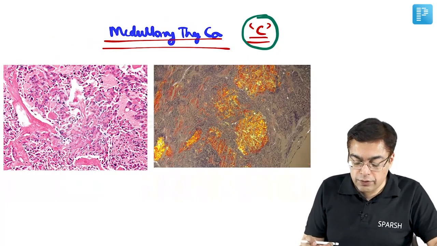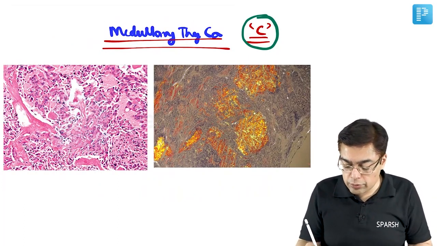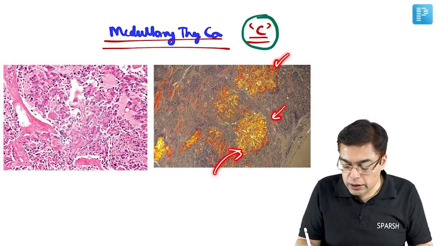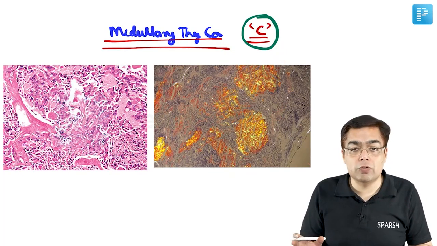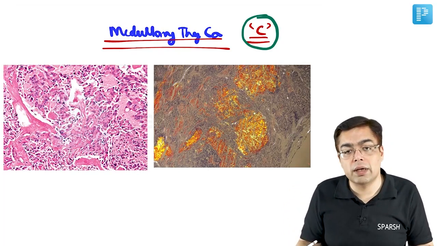So far as this particular variant is concerned, the variant is associated with amyloid deposition, which can be demonstrated with the help of the important yet commonly used stain, which is given the name of Congo red, and subsequently with the help of polarized microscopy showing you apple green birefringence.